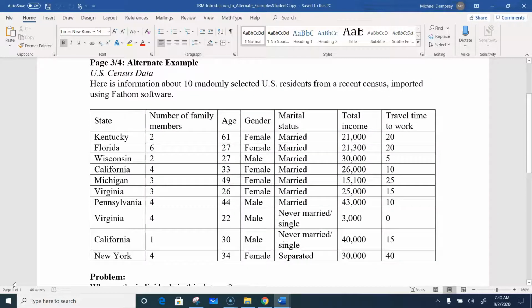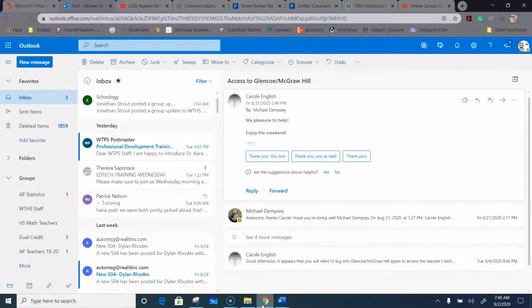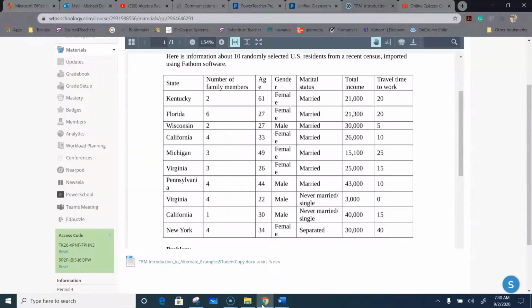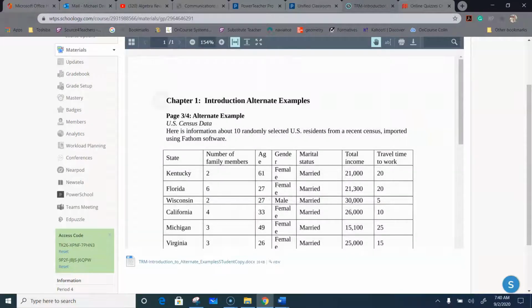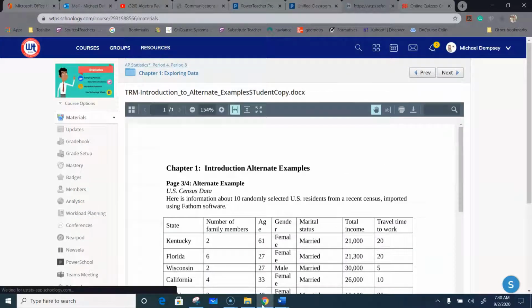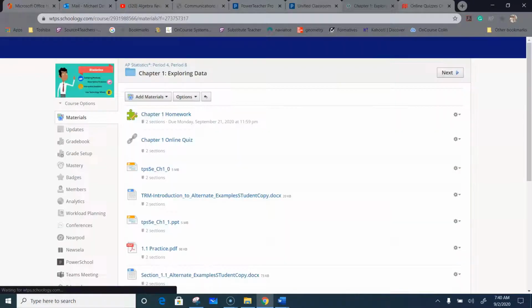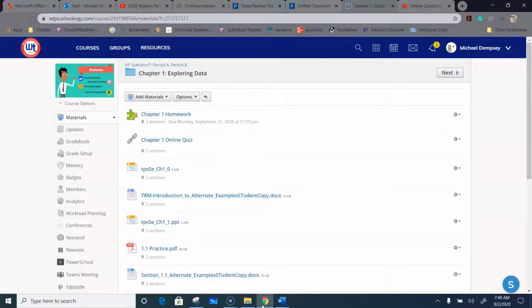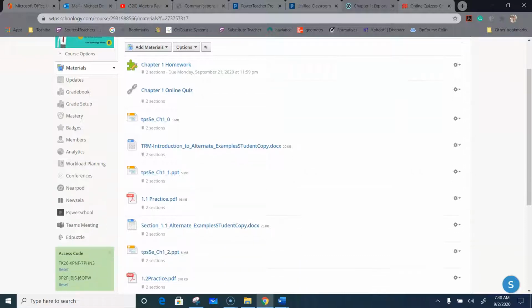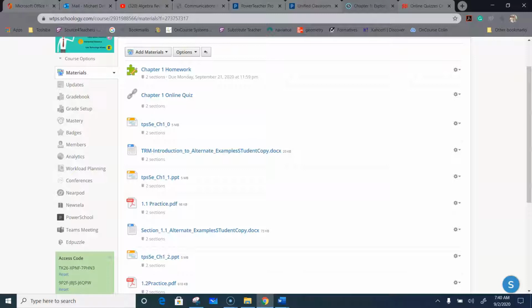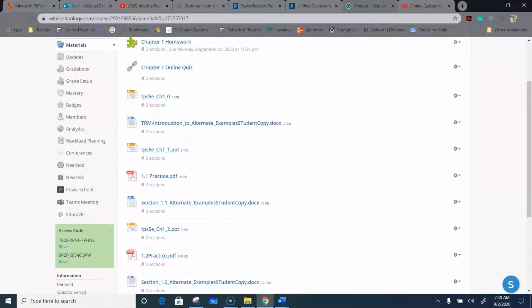The other thing I would recommend here is that you would look at in Schoology as you're going through here. Since we're here in chapter 1, look at the chapter 1 folder. Your homework and online quiz are kind of the last things you would do. First thing you ought to do each time is look at PowerPoints, then do the examples, which is what I'm doing with you right now.